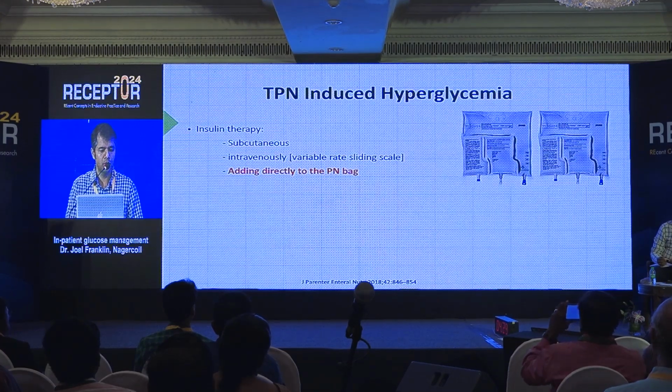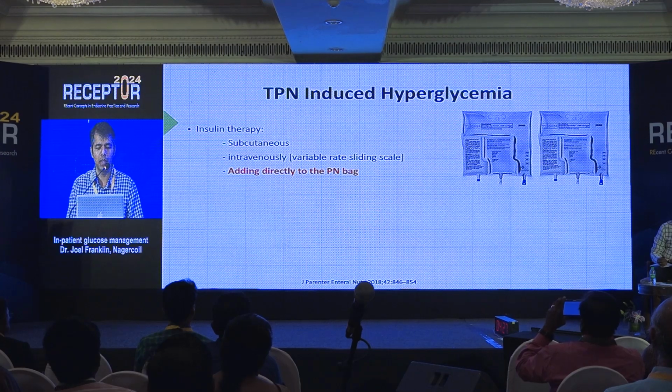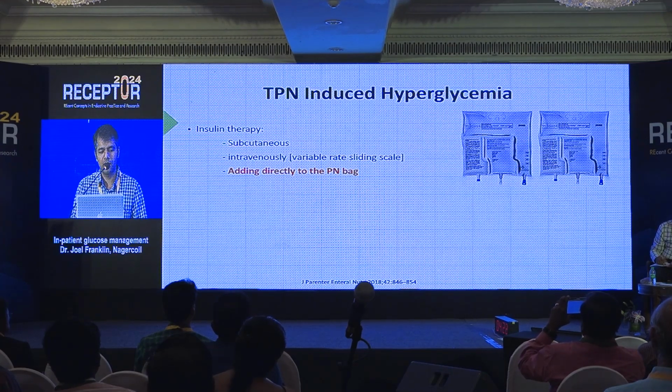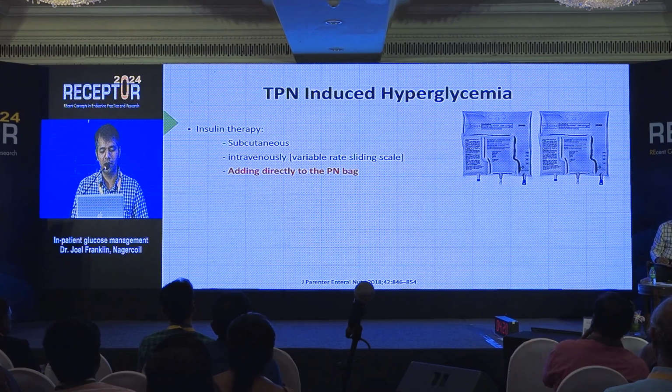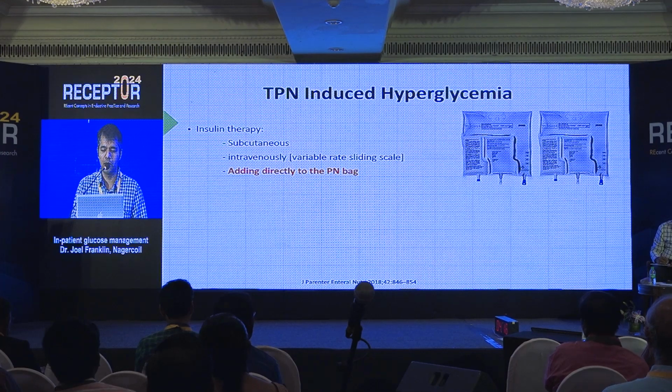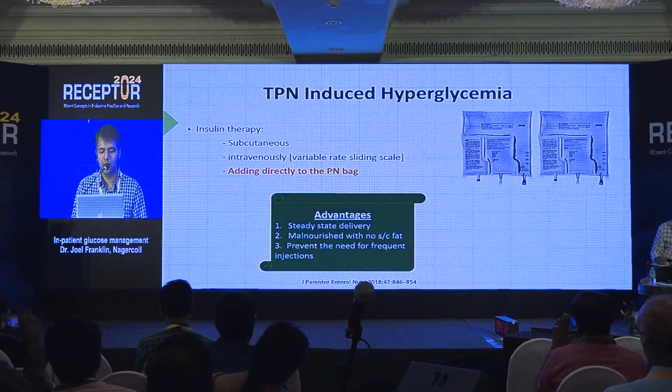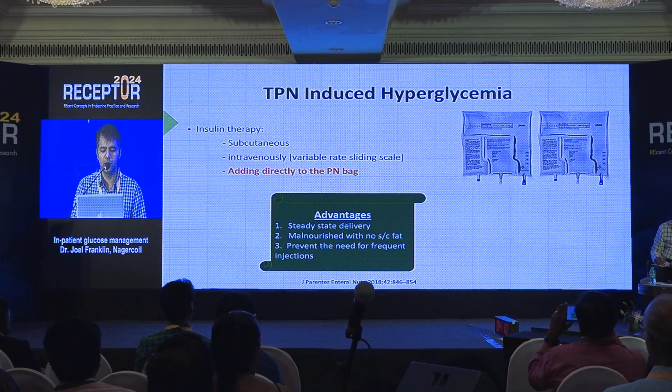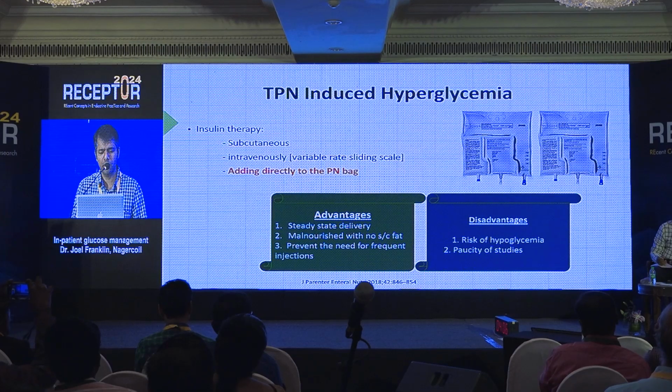Next, moving on to TPN induced hyperglycemia. Here insulin is definitely required, most of the time IV or subcutaneous, along with adding it directly to the TPN bag. The advantages are steady state delivery, use in malnourished patients with no subcutaneous fat, and it prevents the need for frequent injections. The disadvantages are the risk of hypoglycemia and paucity of studies.